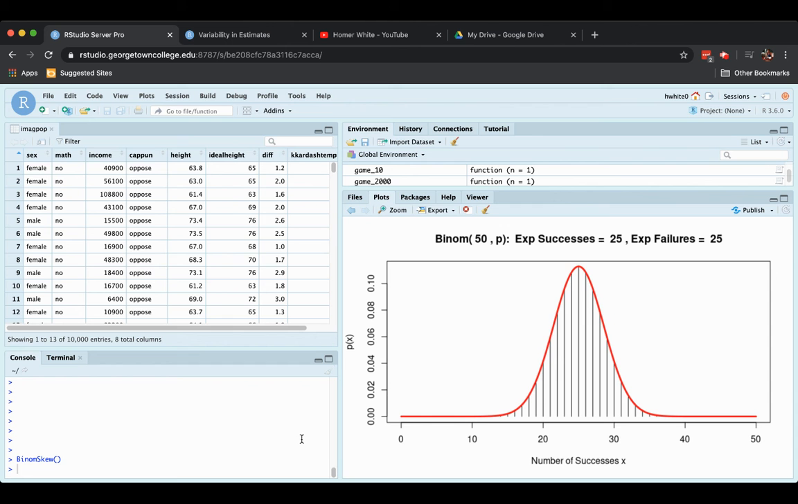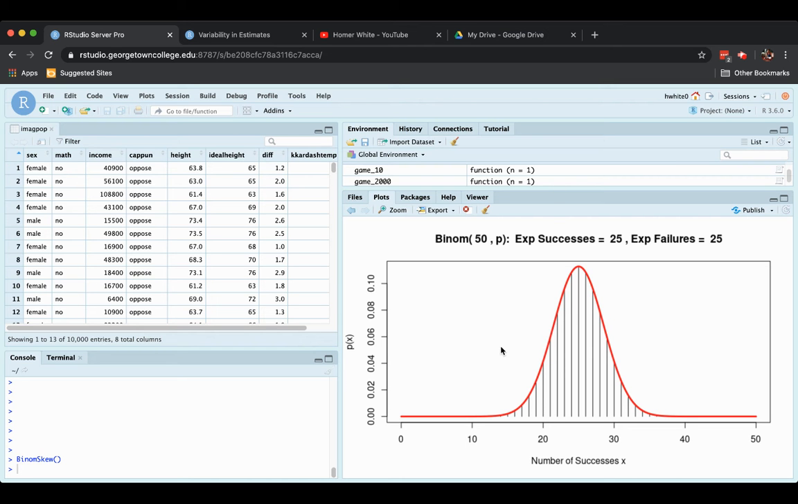Hello everyone, Dr. White here with a few tips on getting started with the Section 5.1 DA on estimates and the variability in estimates. Looking at our RStudio, you've been busy with various things. Most likely, it might be time to clean things up.